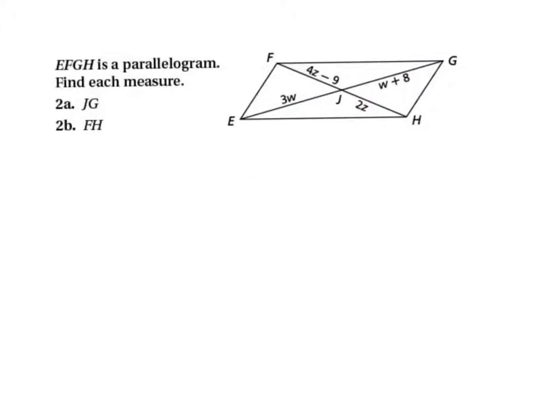In a parallelogram, diagonals bisect each other, so we know that FJ is congruent to JH, and JG is congruent to EJ. And so we can set equations equal to each other, like 4z minus 9 equals 2z, and solve that. So I'm going to pause the video, and I'm going to give you the answers to 2A and 2B based on that information, see if you can get them correct.